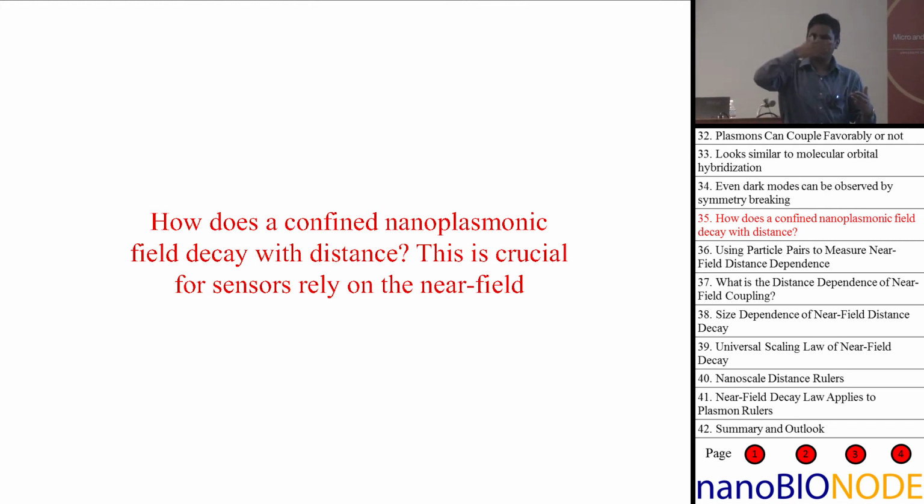The field is going to decay as you move away from the particle. You don't want the field to decay to a very small number, otherwise your sensor won't really work. So you want to design the right distance. You want to make sure that the molecule you're sensing, say a particular membrane protein, is within the zone of the near field. Make sense? So you want to know what the distance decay of this near field is.